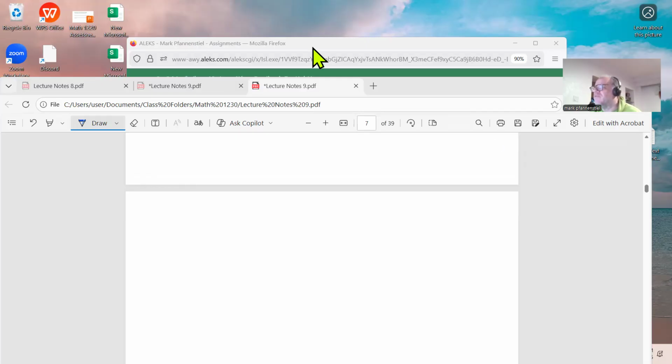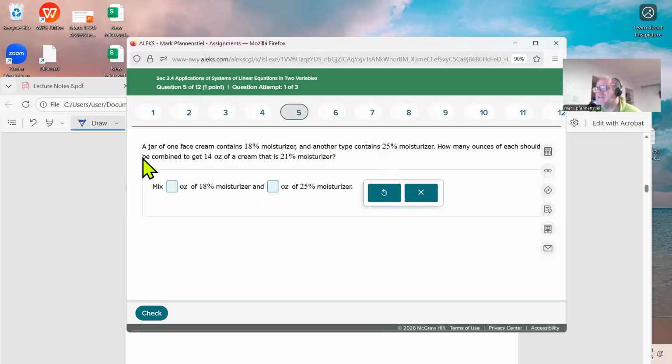So the problem I have for us today is: a jar of face cream contains 18% moisturizer. The other one contains 25% moisturizer. How many ounces of each should be combined to get 14 ounces that contain 21% moisturizer? So we're going to write some stuff down here.